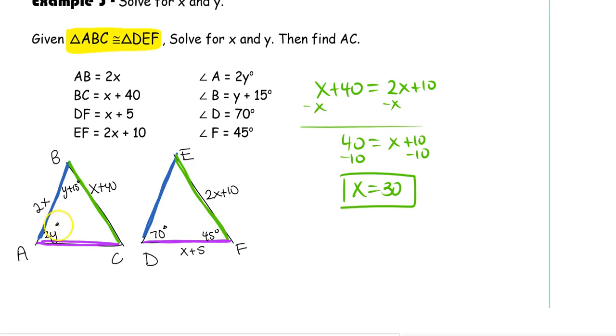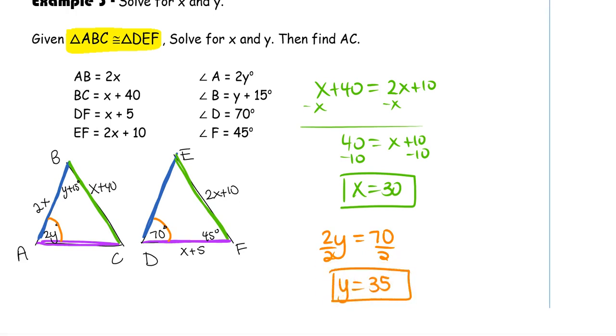We look at corresponding angles. This angle is in the same spot as this angle. Corresponding angles are congruent. Well, I know 2y and I have 70, so there's my second equation. 2y is equal to 70. We divide by 2 and we find that y is 35.